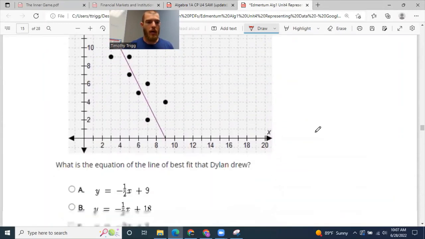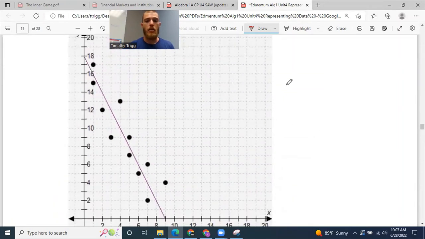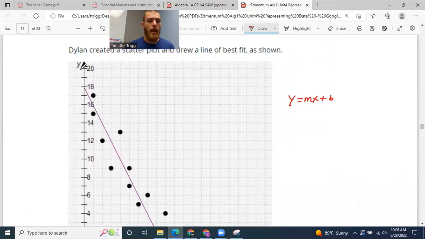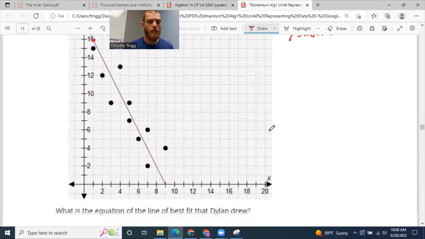Here we have a scatter plot. We want to find the equation. So again, write this in slope-intercept form, y equals mx plus b, where m is the slope, b is the y-intercept. In this case, the data is going downwards. It has a negative correlation. So we know we're going to have a negative slope, and you can see its y-intercept here, and you can calculate the slope maybe from this point to this point.